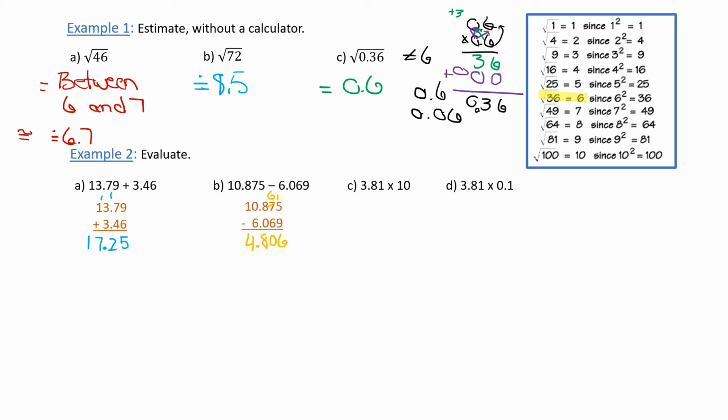Next question, 3.81 times 10. All I'm going to do for this is move the decimal. I'm not going to do any kind of written out math. Whenever you're multiplying by 10, and you have questions like this in your homework, you have a lot of questions multiplying by 10 and powers of 10. Multiplying by 10 means moving it 1 spot to the right. The decimal moves here.